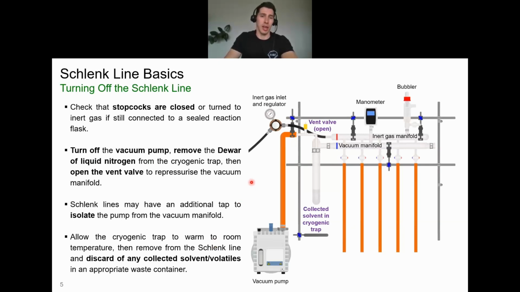If you've collected some solvent, it's good practice to turn off your Schlenk line around 30 minutes or so before you're leaving for the day, and this allows the solvent that is collected in the cryogenic trap to warm up to room temperature. This means that the trap itself will be warm enough to handle. If it's too cold, there's an obvious risk of cryogenic burns, and it means that the grease is quite tacky, so it's hard to even release if it's in place.